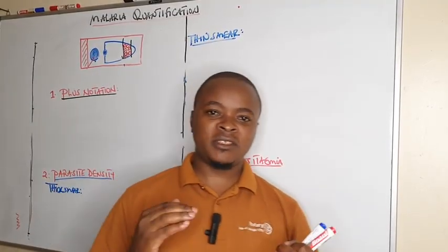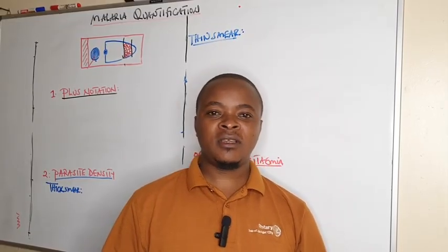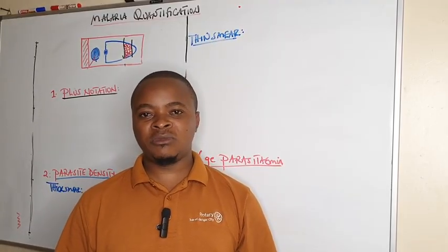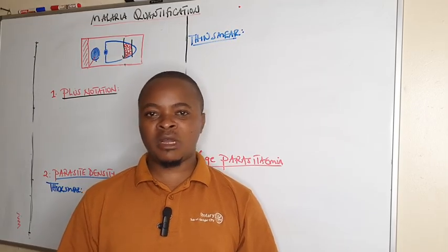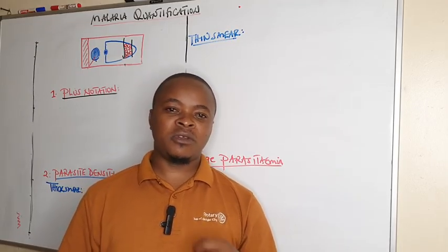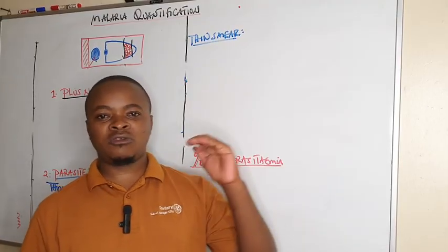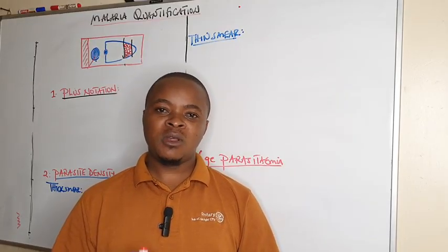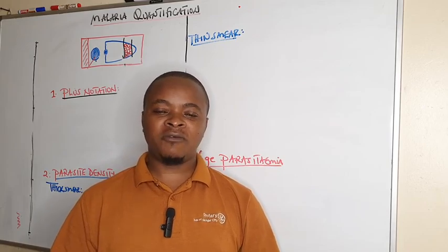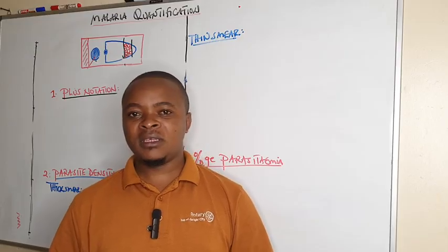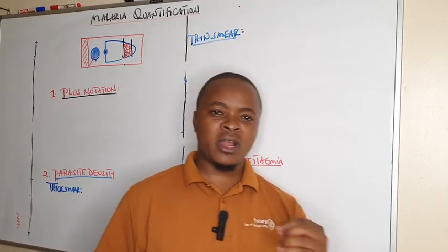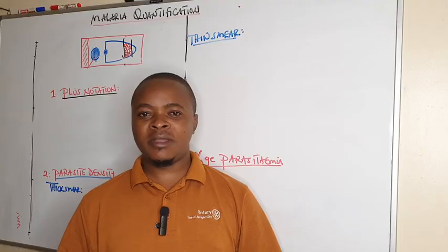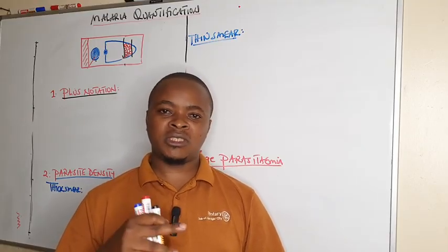Today we are looking at quantification of malaria parasites using thick and thin smears stained with Giemsa stain, which is a form of Romanowsky stain. Previously we looked at the video on how to identify different species of Plasmodium, that is P. falciparum, Plasmodium malariae, P. vivax, and P. ovale. So in this session we are going to see how we can quantify to know if someone has mild, moderate, or severe malaria.